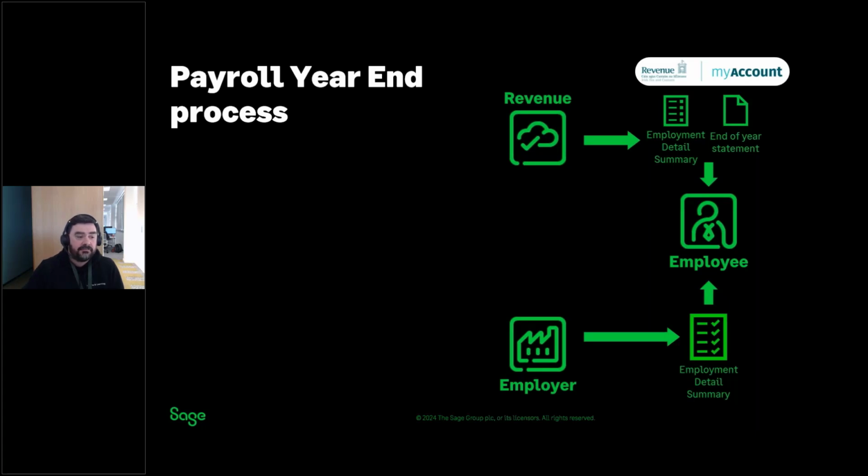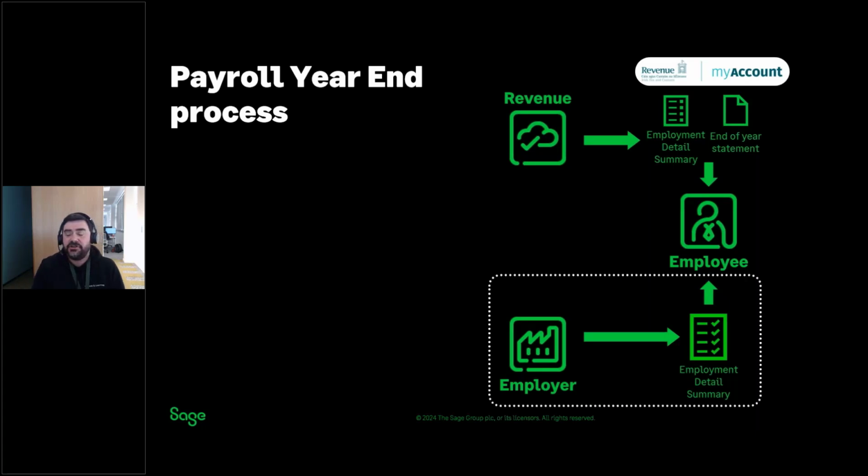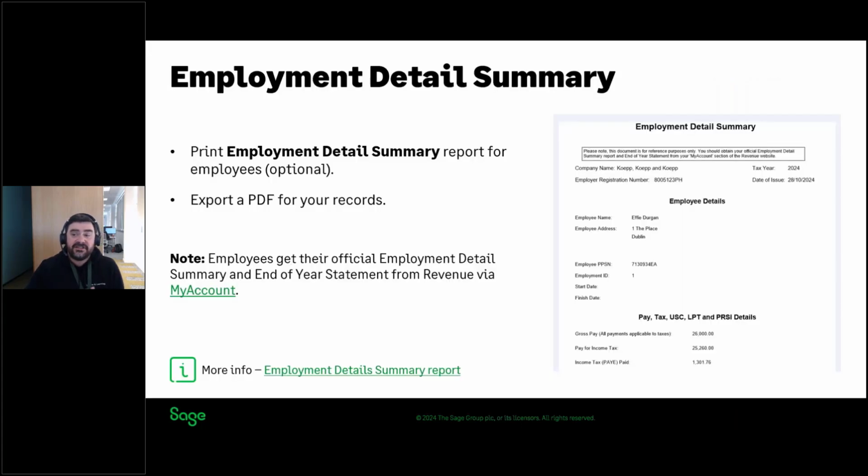But as an employer, what you can do is produce an employment detail summary report that you'd either keep for your own records, or if you want to, you can give to your employees for their reference. Now, this is completely optional. You don't have to produce this report at all, but it might be good that you've got a record of the employment detail summary, and it gives your employees a way of checking that everything from your payroll is matching up with their official document from Revenue.